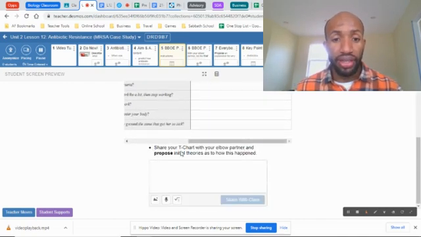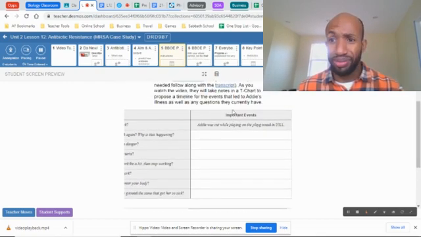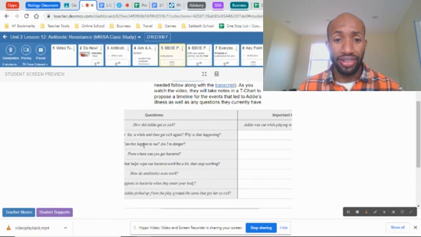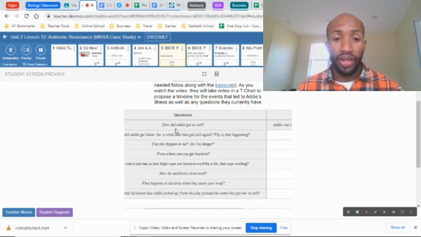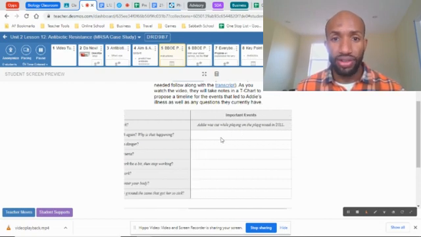Once you're finished with that, you're going to share your T-chart with your elbow partner and propose initial theories as to how this even happened. What is this? Can this happen to me? It's one of the questions that are in there. I also gave you an answer to the first one so that you'll know how to write your answers.